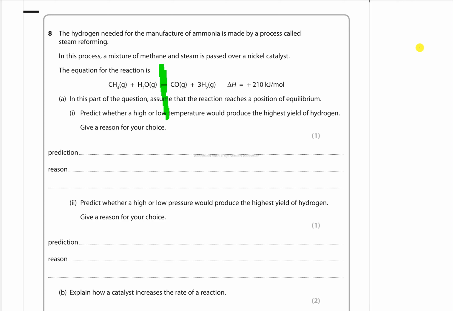So you try it. The first thing we can look at is this plus for delta H. What did we say delta H was? Change in enthalpy. Because it's positive, the forward reaction is endothermic.